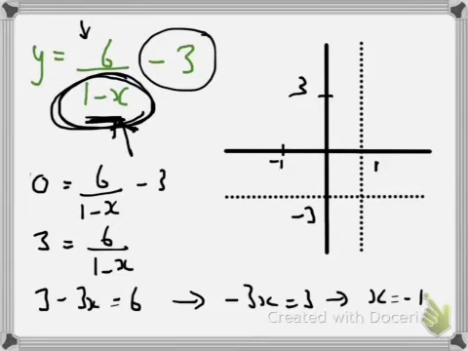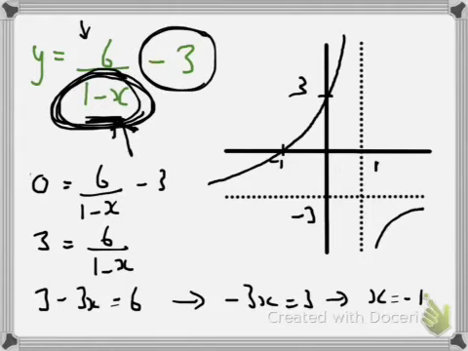Okay, so remember it's been reflected in the y-axis, so we're going to have one section of the graph down here in the bottom right-hand corner, just in here, and our other section of the graph will be around here like so. So that's the graph of 6 over 1 minus x take 3, a reflection in the y-axis, and our asymptotes at positive 1 and negative 3.